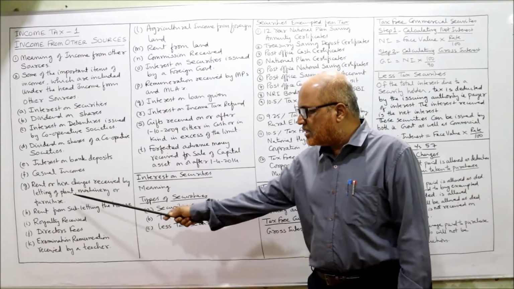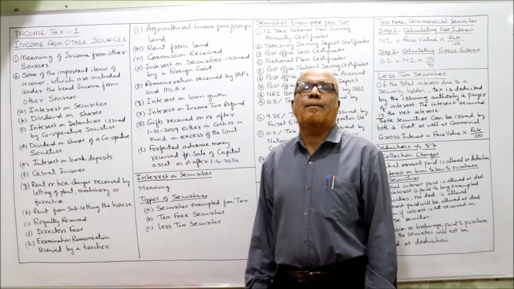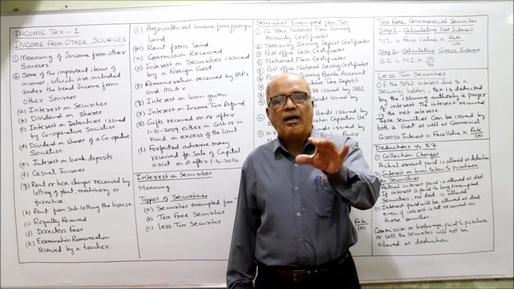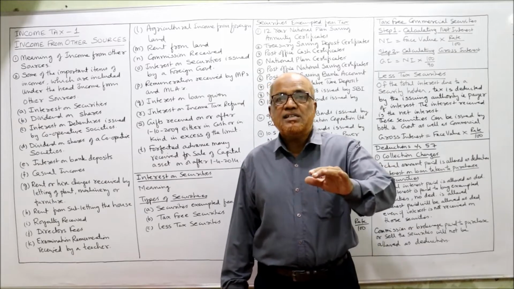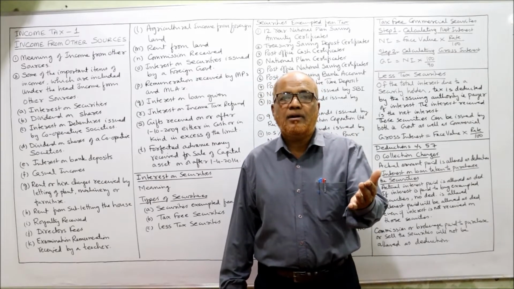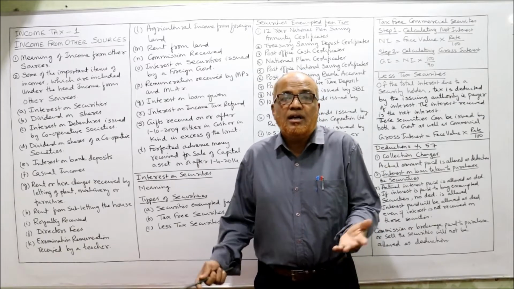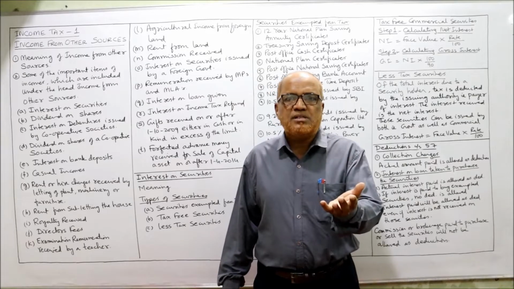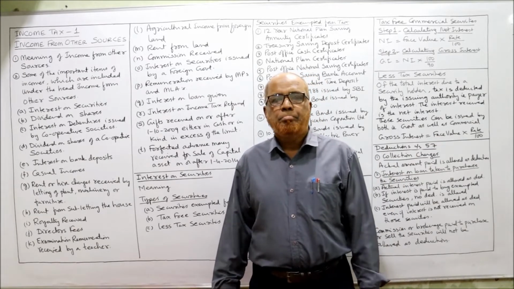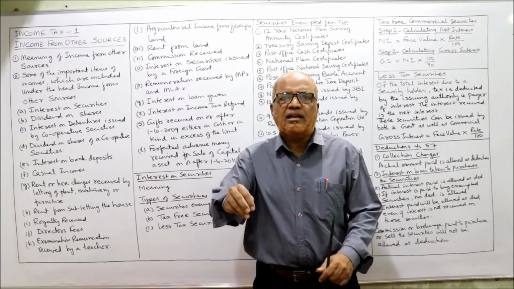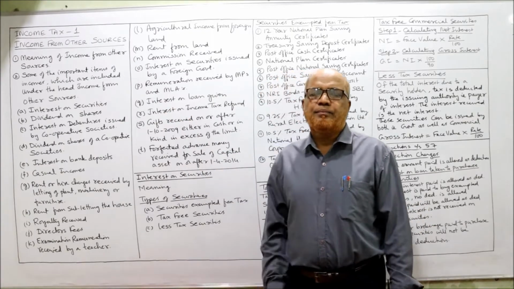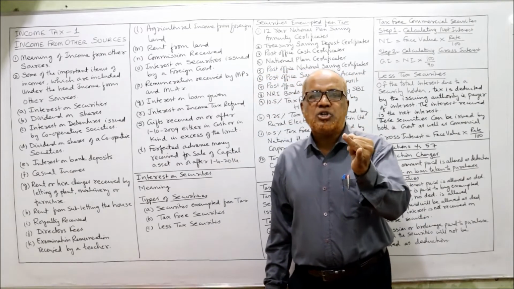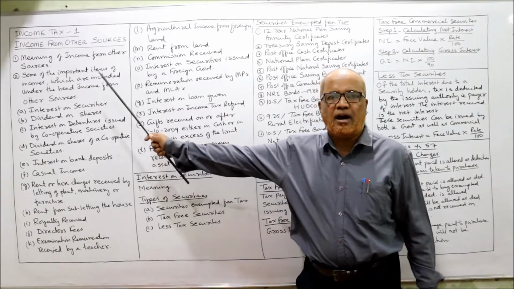Rent or hire charges received by letting of plant, machinery or furniture. Sometimes a person will let out, give on rent, plant, machinery or furniture. If it is his business to give plant, machinery or furniture on rent, it's business income. But suppose it is not his business to let out furniture on hire, but sometimes casually he will let out his furniture and receive some rent. In that case, the rent or hire charges received of plant, machinery or furniture is taxable under income from other sources.